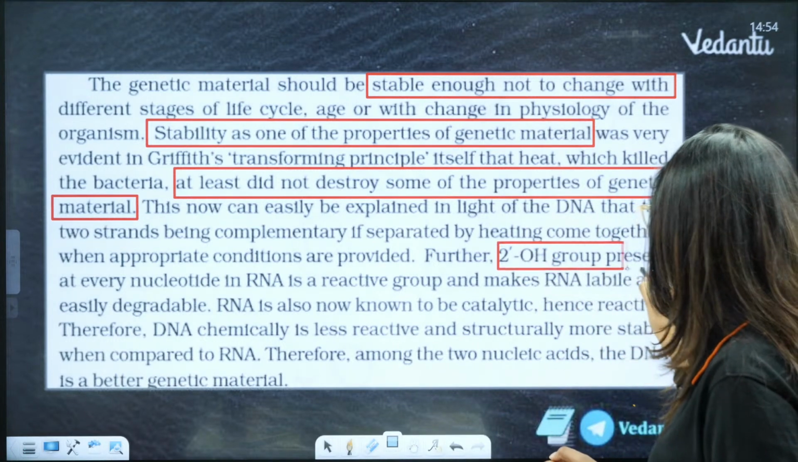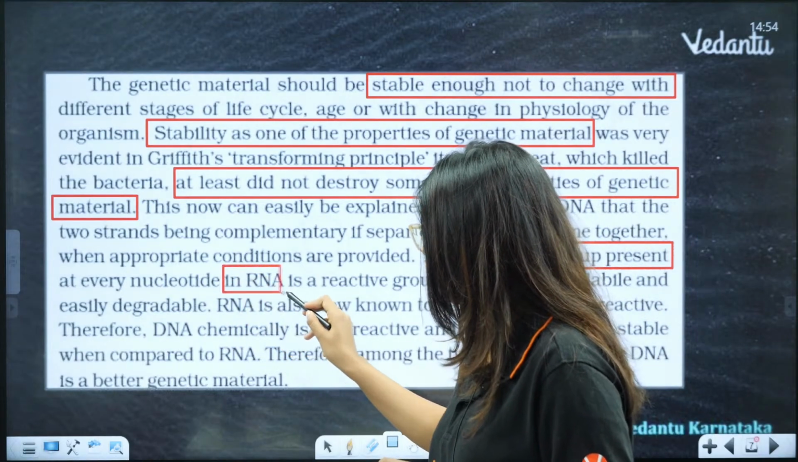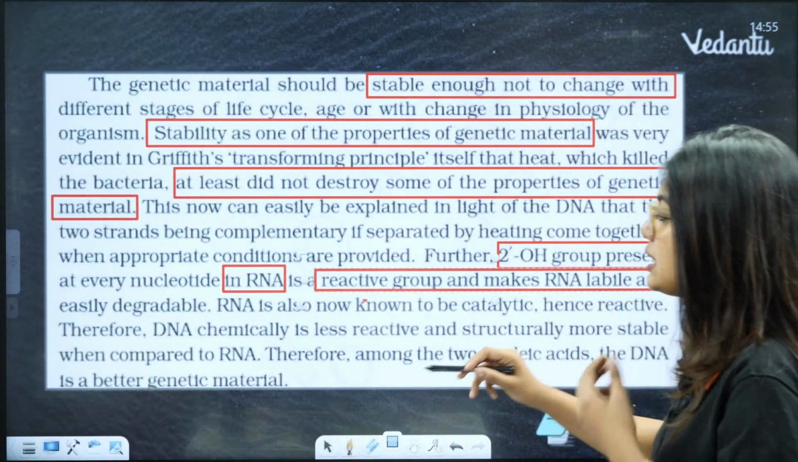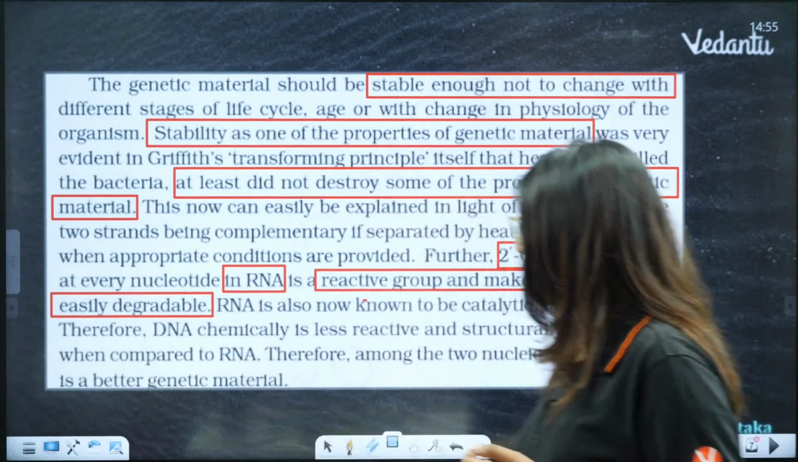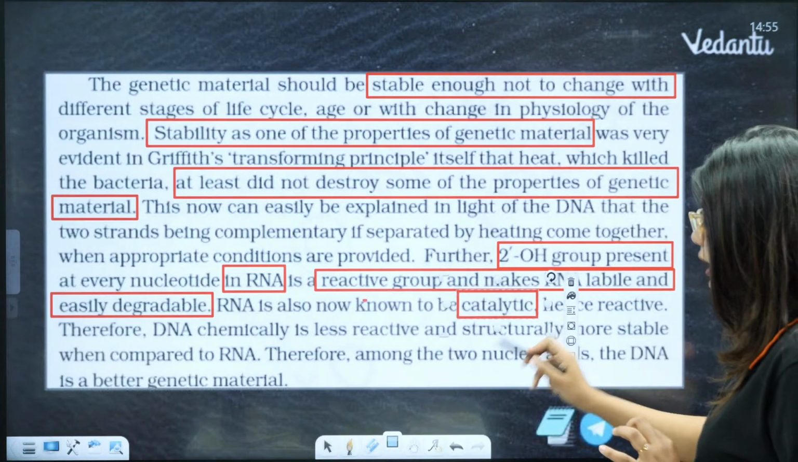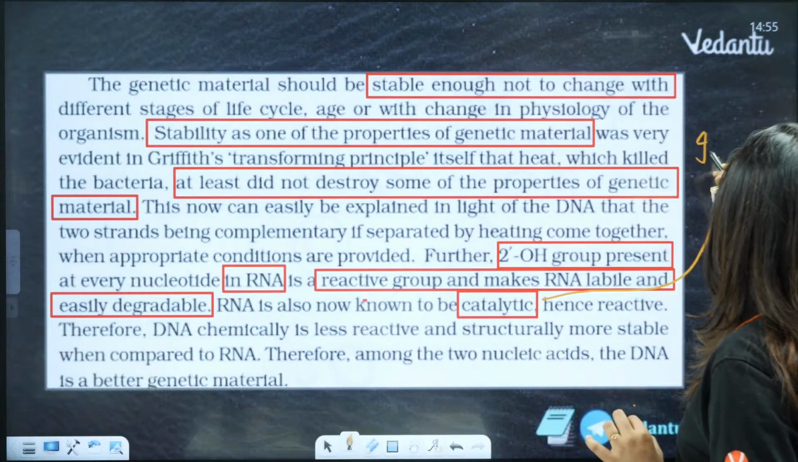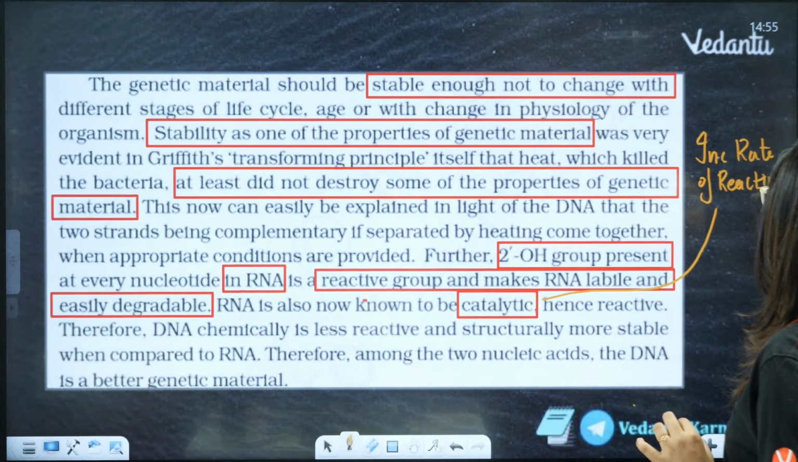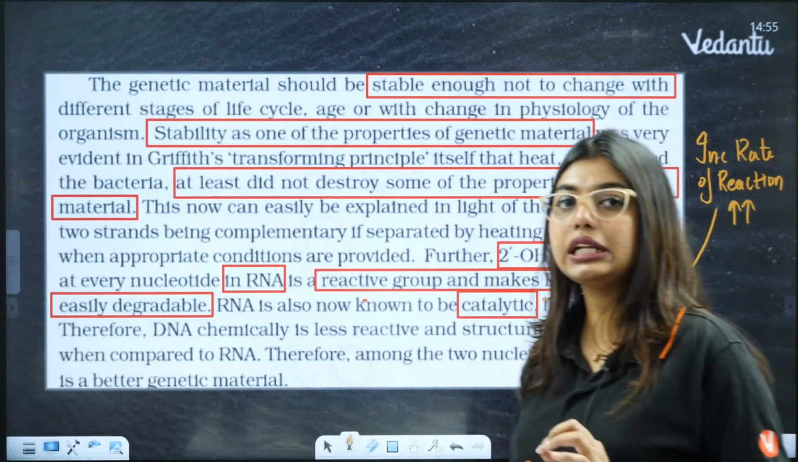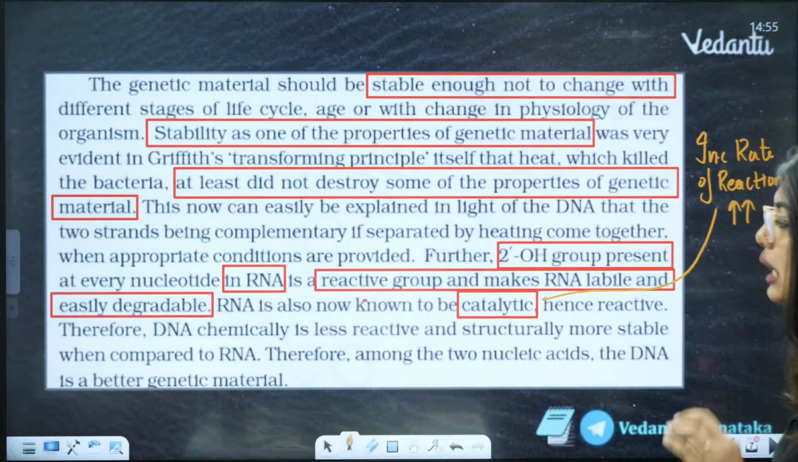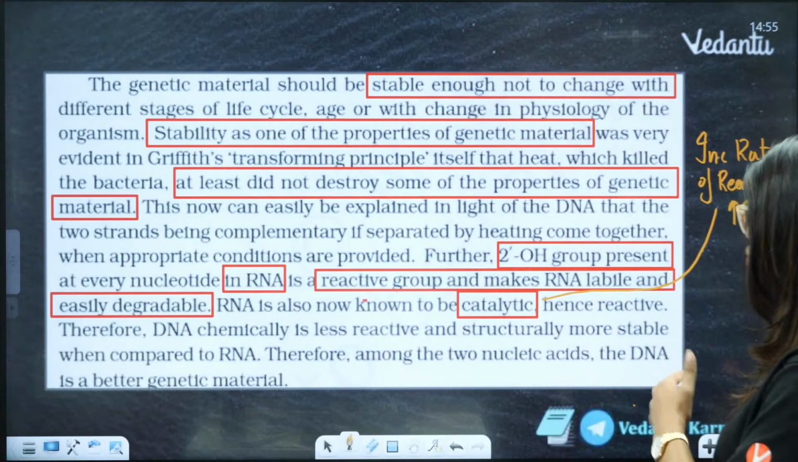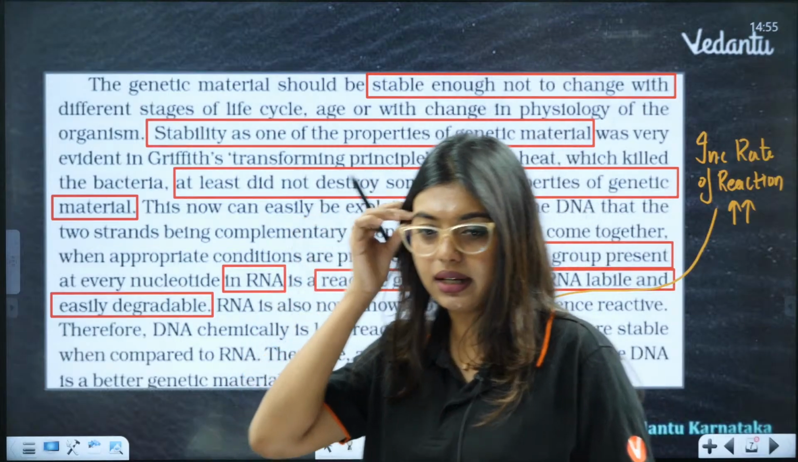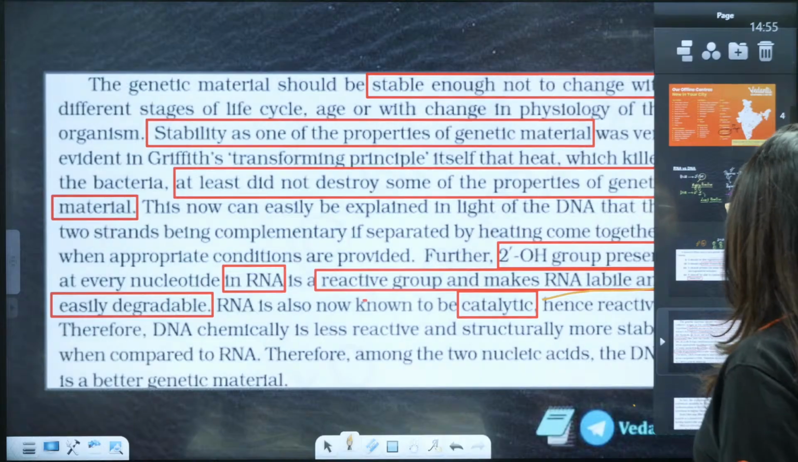Further, the 2'OH group present at every nucleotide in RNA is a reactive group and makes RNA less stable and easily degradable. RNA is also now known to be a catalyst. Catalytic means it increases the rate of reaction but does not directly take part in the reaction, okay, hence reactive. Therefore, DNA chemically is less reactive and structurally more stable when compared to RNA. Therefore, among the two nucleic acids, DNA is a better genetic material. Clear to all of you why most of the organisms have DNA as the genetic material, okay.